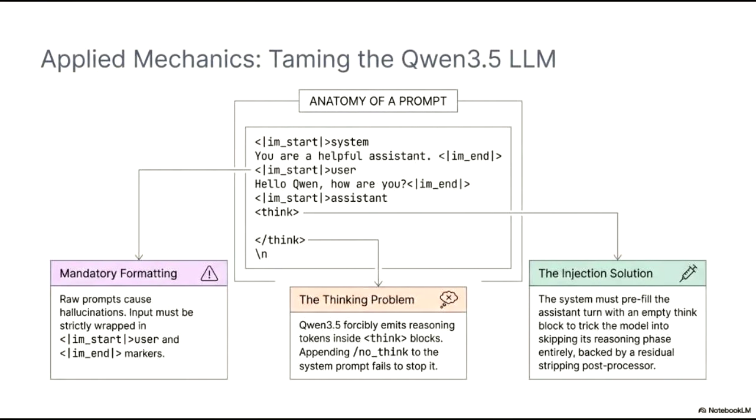In today's session, we are examining Applied Mechanics: Taming the Qwen 3.5 LLM, specifically focusing on how to control and optimize its output through precise prompt engineering. Looking at the anatomy of a prompt, we see the structural requirements involving system, user, and assistant roles, demarcated by specific markers such as im_start and im_end.